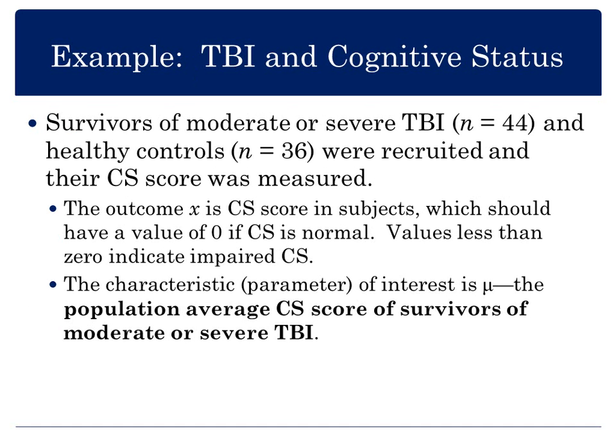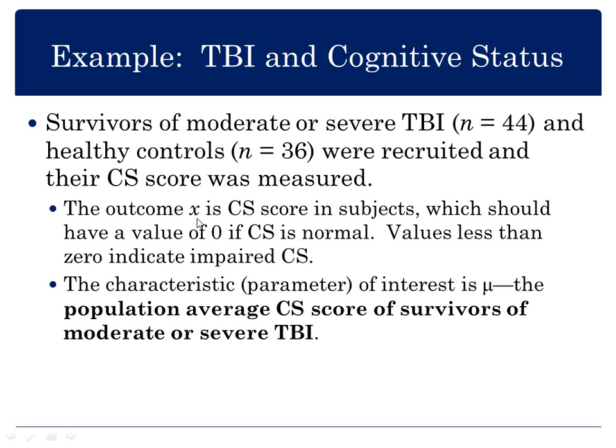So here's our small study to look at this. We have survivors of moderate or severe TBI. We have 44 of them. And we also have healthy controls, 36 of them. Recruited, we record each of their CS scores to measure their cognitive impairment.